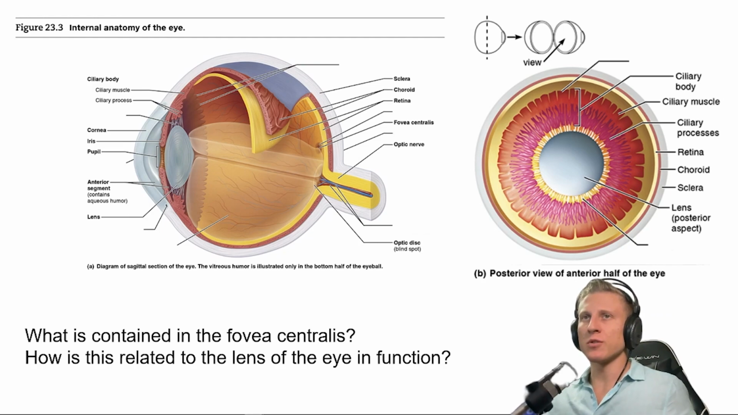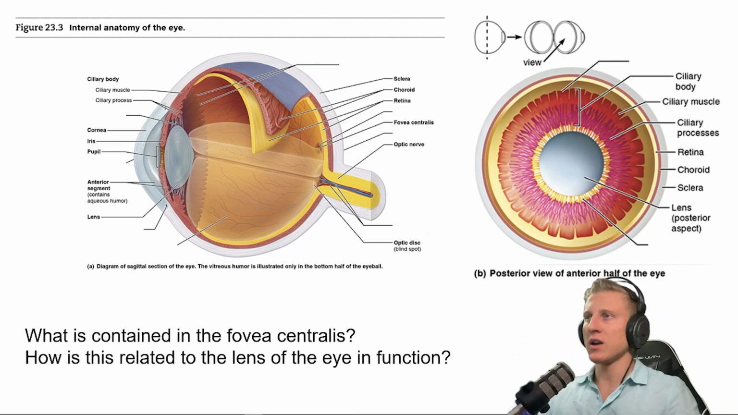Now we're going to get into the more fun stuff with the general anatomy of the eye. There's a tiny gnat in my room, and it's really annoying.